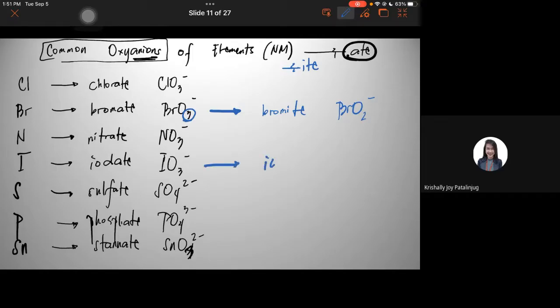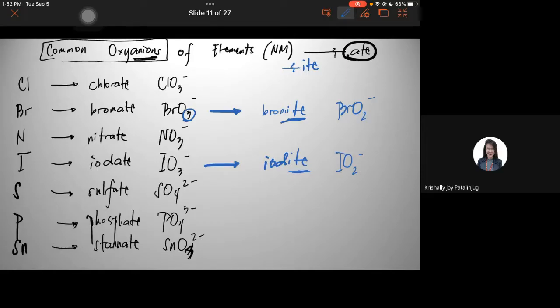Okay. What about iodite? Sige, go ahead. Your turn. I will wait. Make use of the chat box. What's the ite form of iodate? Again, it's one less oxygen. Okay. So it's IO2 negative. That's it.